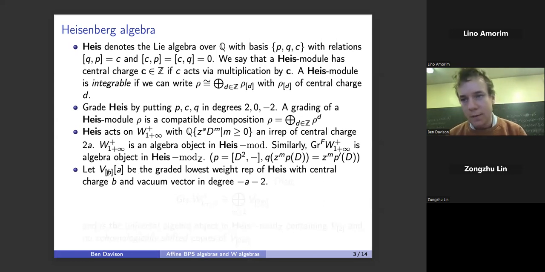Okay, so I've given these irreps that appear inside W1 plus infinity a name. So V subscript B is the graded lowest weight representation that appears in W1 plus infinity with central charge B. And then the A is a possible cohomological shift. So recall that I put the monomial z to the m d to the 0 in cohomological degree -2. So the vacuum vector, if I don't shift this module, sits inside degrees -2. So if I then do shift by a, I get the shift that you see here, that the vacuum vector appears in degree -a, -2.